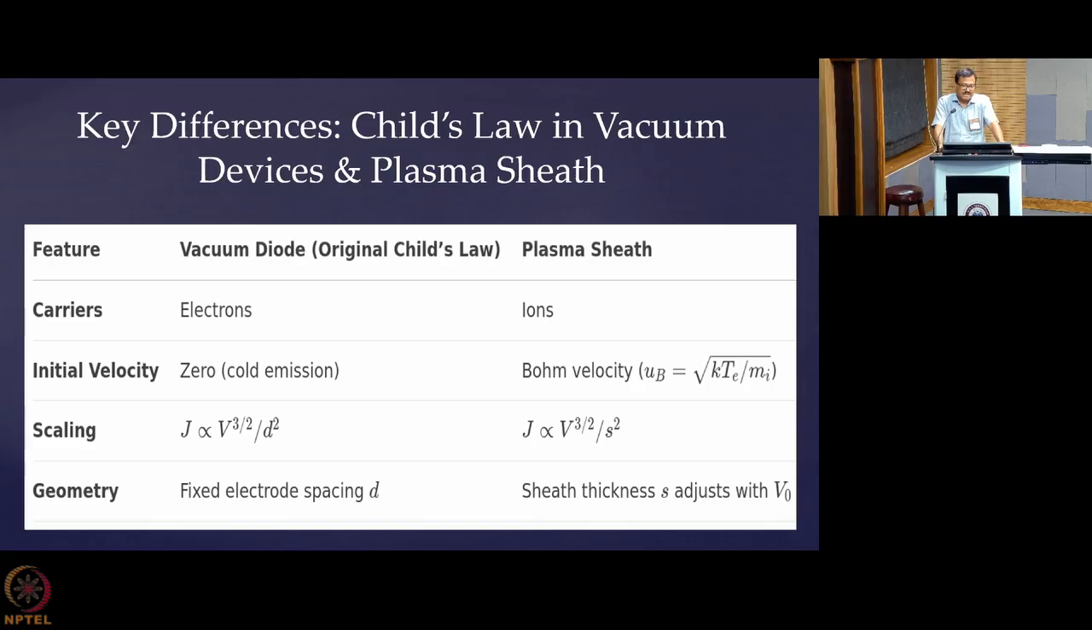And the scaling goes like this. So the V^3/2 law is followed in case of the vacuum diode as well as for the plasma sheath. So this is very interesting. Child's law, we all probably know, works in case of vacuum devices, but for plasma sheath you see that it works the same way. Only thing is that this d is replaced by the sheath width. Now geometry: fixed electrode spacing d is there. Here the sheath thickness actually depends on the potential. So it adjusts with the potential.